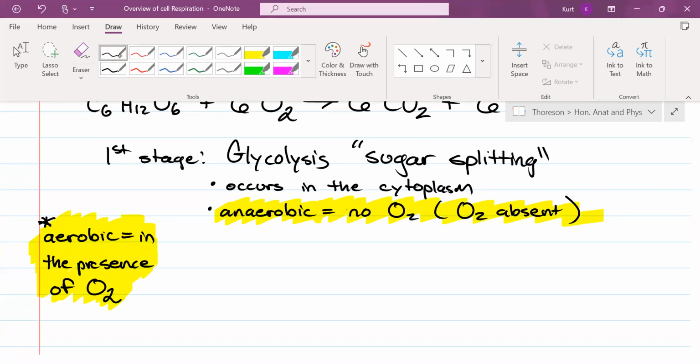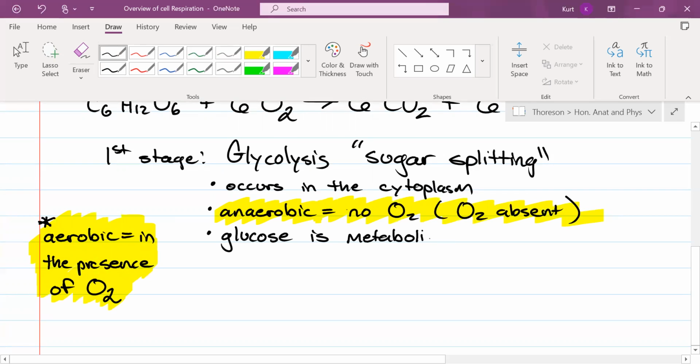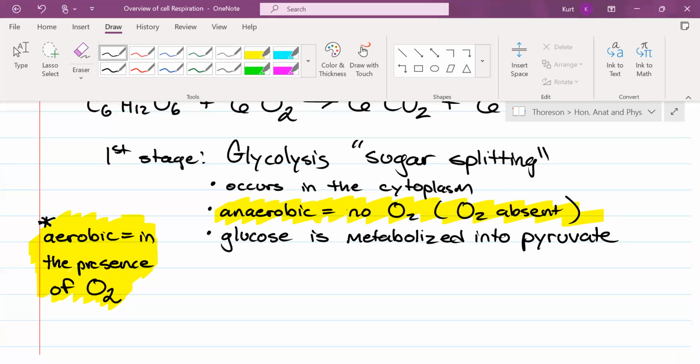Okay. Now, in glycolysis, glucose is metabolized, which is a way of saying it is broken down into another sugar called pyruvate. And this is when you have to actually take a fork in the road as to whether you're going to make a lot of energy or very, very little of it.